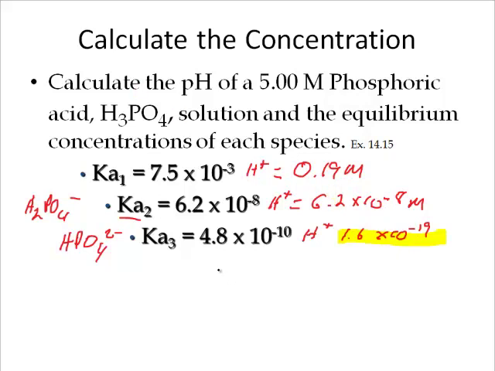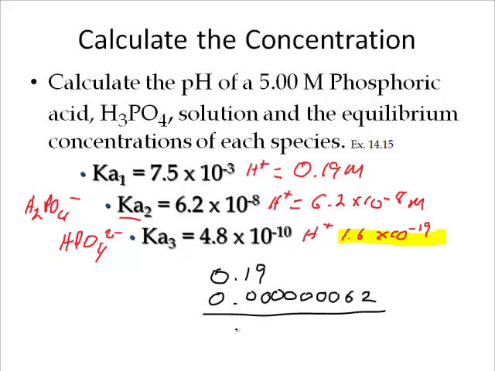If I were just to add them up, 0.19 and this other number of 0.00000062, I add those up. Effectively, what do I get?